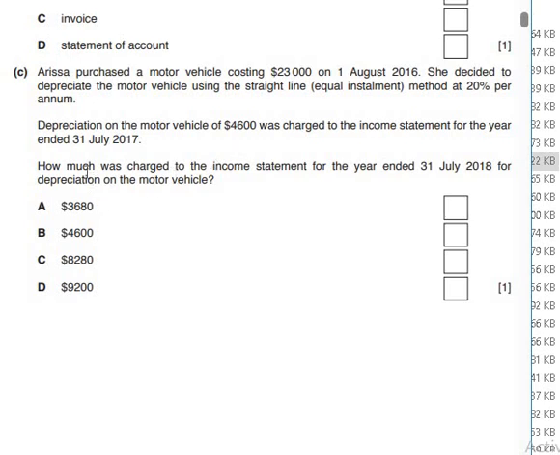Now the question: how much was charged to the income statement for the year ended 31st July 2018? This was the depreciation for 2017, and we are asked to find the depreciation for 2018. Since we are using the straight line method, the depreciation will be the same. The depreciation for the year will always be 4,600. So even in 2018, the depreciation will still be 4,600. So the answer for this question is B.